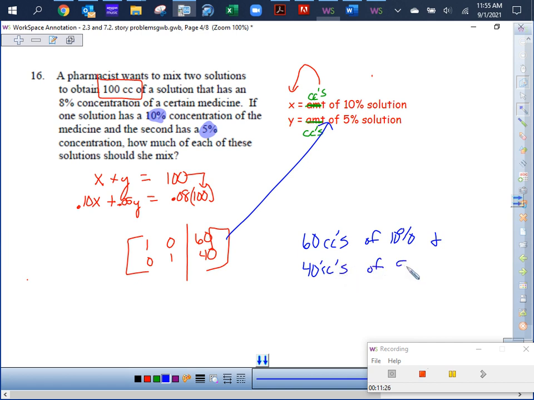So mixture problems are weird, especially if you haven't done them in a long, long time. We define our variables first. Then we write our equations, which I'm happy to help you with if you need help with that. Let the matrix do the work. Get this and answer our question. Okay?